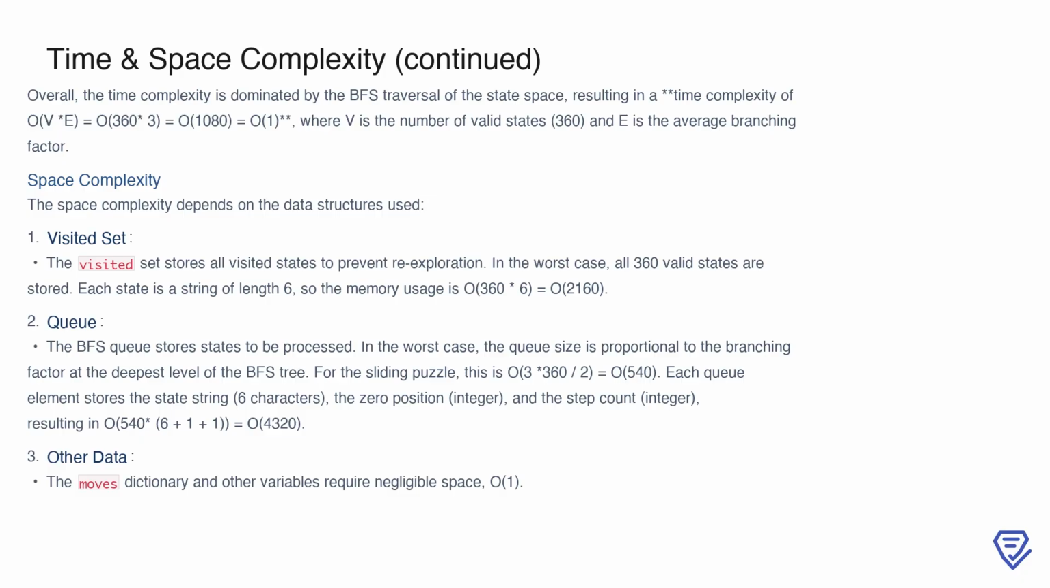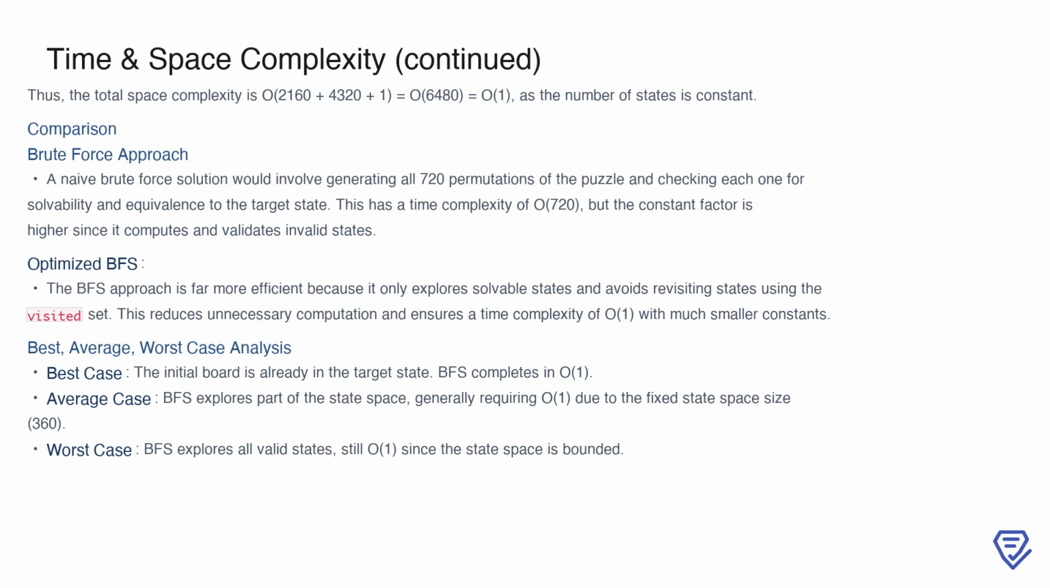Finally, other minor data structures, such as the moves dictionary, require negligible space and contribute 1. Adding up the contributions from the visited set and the BFS queue, the total space complexity becomes 2,160 plus 4,320 plus negligible overhead, which simplifies to 6,480. Since the number of states and the associated storage requirements are constant for this problem, the space complexity is also 1 in big O terms.